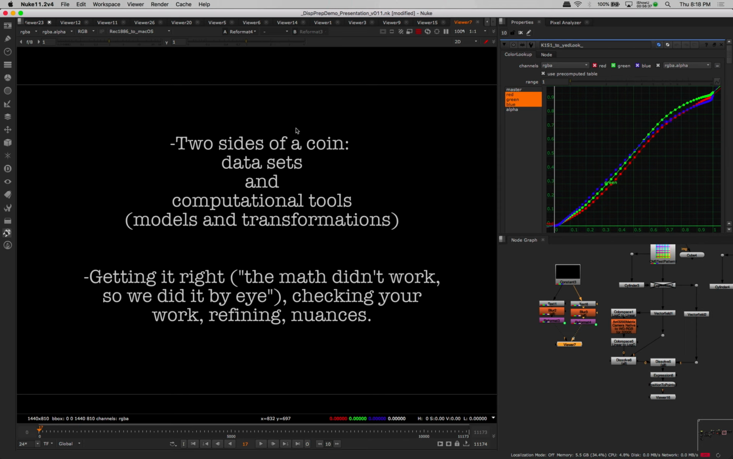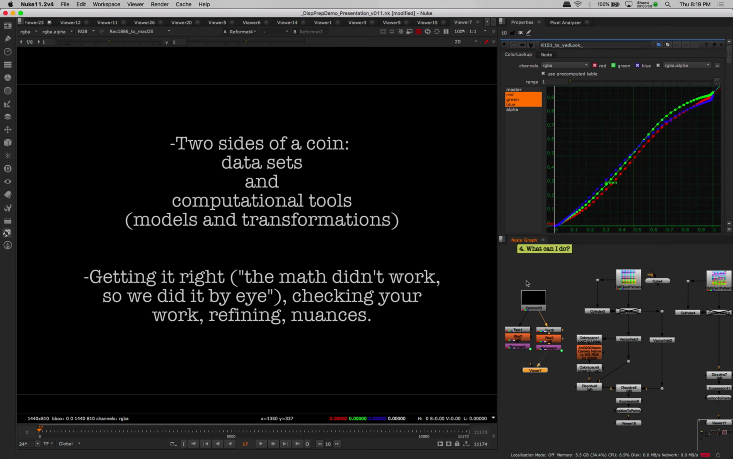For example, you might be doing something really harsh in the grade and you don't realize it, because you don't have something bright red in the shot you're working on. Then you put your transformation onto a shot that has a car tail light or a red LED and it all breaks. So even just having a lot of shots is a data set.